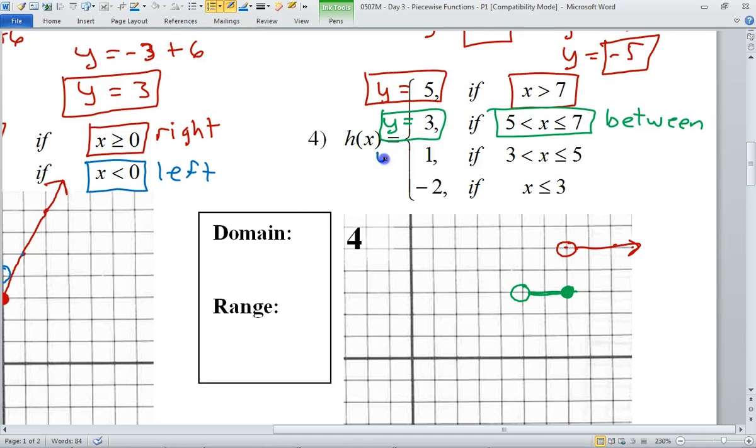Okay, y equals 1. So that's a horizontal line at 1, like this. Now it's going to be 1 between 3 and 5. Okay, so here's 3, and here's 5. Between 3 and 5, like that. Open circle, closed circle. Did I lose anybody? All right, last one.